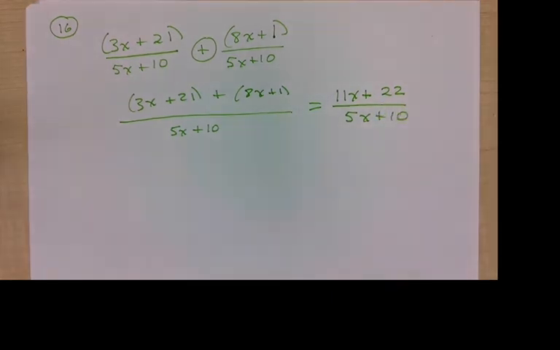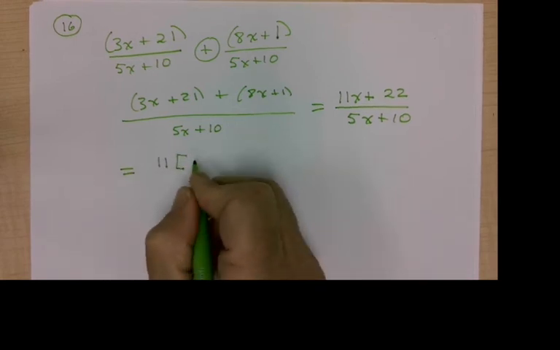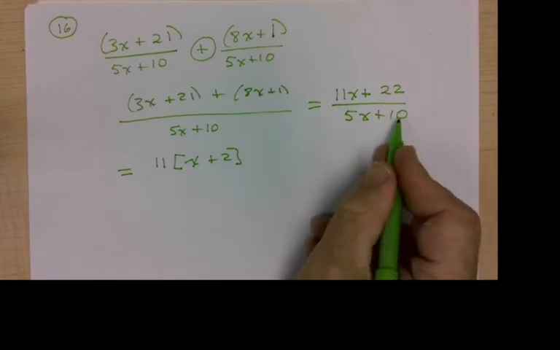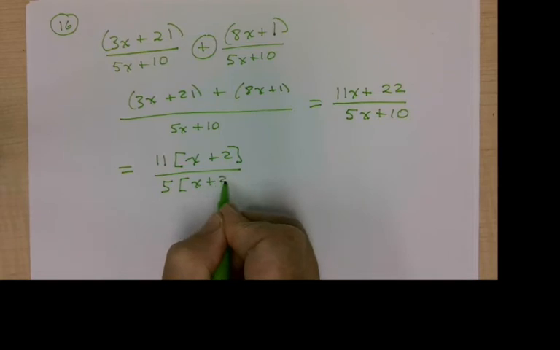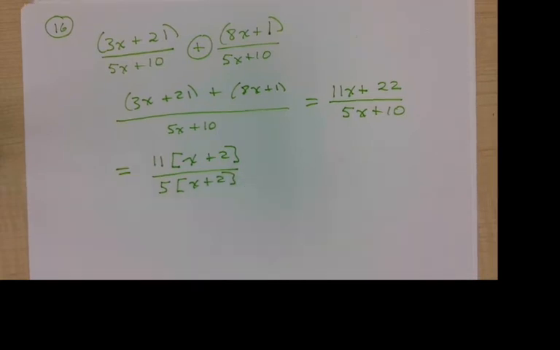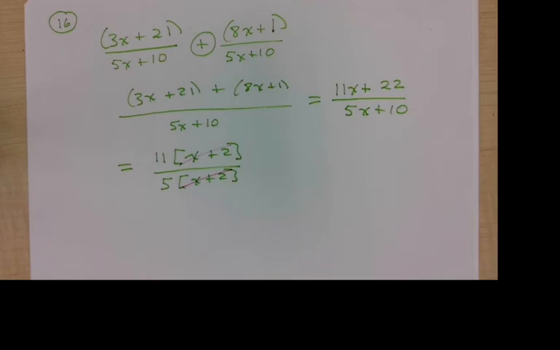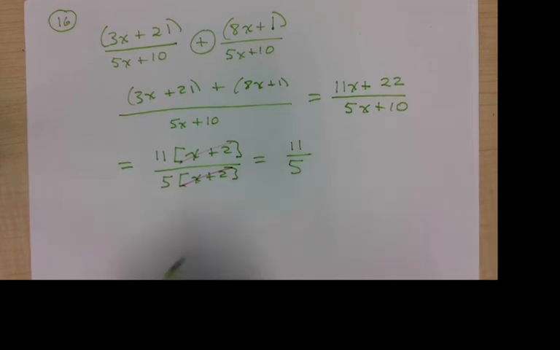And you might think you're finished, but we can actually go ahead and reduce this fraction. If I factor out the 11 on top, I get 11 times (x + 2). And on the bottom I have 5x + 10. I can factor out a 5, and I get 5 times (x + 2). And you'll notice that (x + 2) divided by (x + 2) is the same as 1 divided by 1. 11 times 1 is 11. 5 times 1 is 5. Upstairs is 11. Downstairs is 5. And that's our result. That one was relatively easy.